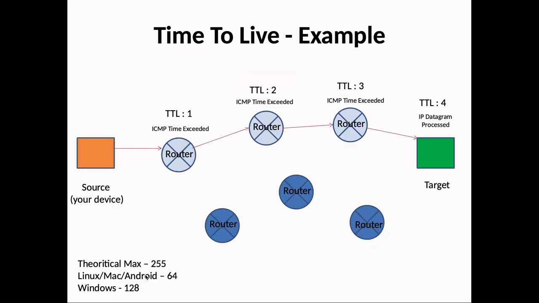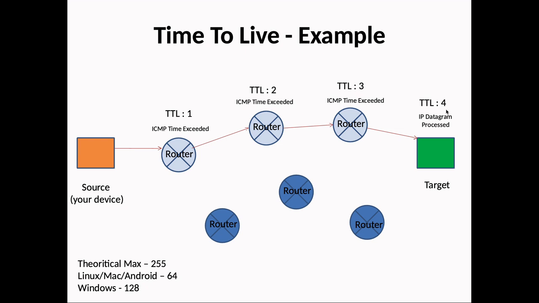If the source device sends out an IP datagram with TTL 2, now go back to the flowchart, you know that it's going to die at the second router, get discarded at the second router. Similarly, TTL 3 gets discarded at the third router. So you can see that to reach the target device, we need at least the TTL to be 4.